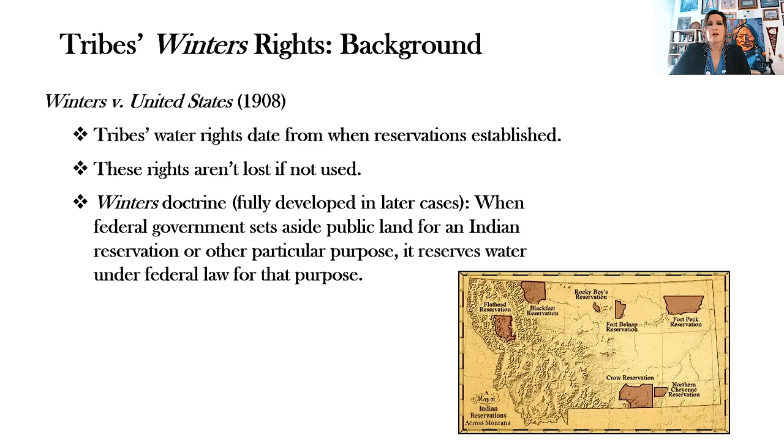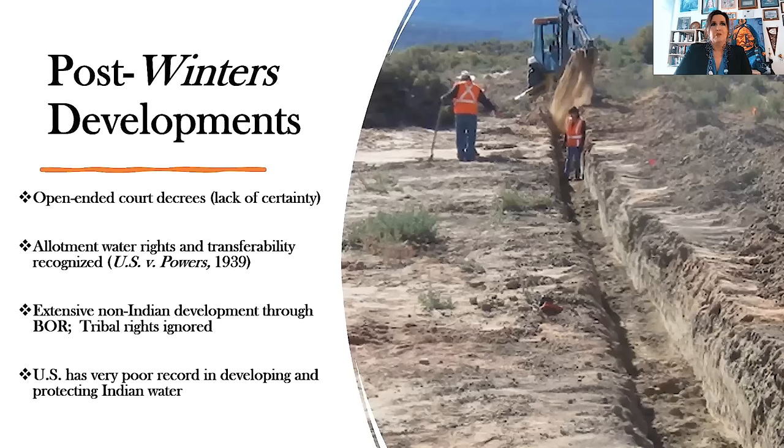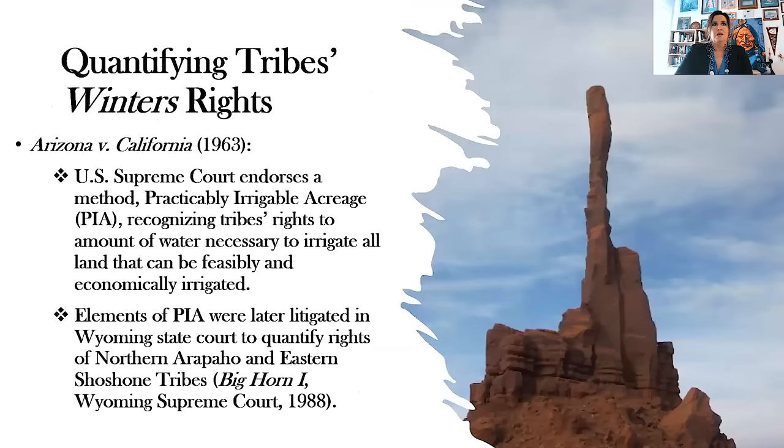In 1908, the court held on a 7-1 basis that the tribe's water rights were established from the date the reservation was established, that the tribe could not lose those rights from non-use. And as it was more fully developed in later cases, the Winters Doctrine holds that when the federal government broadly sets aside land for an Indian reservation or other particular purpose, it reserves water under federal law sufficient to meet those purposes as well. Post-Winters developments, lots of open-ended court decrees, recognition that allotments also carry water rights with them and that those water rights are transferable. There's extensive non-Indian development through the Bureau of Reclamation, but tribal rights in that process have routinely been ignored. And the U.S. has generally had a very poor record in developing and protecting Indian water.